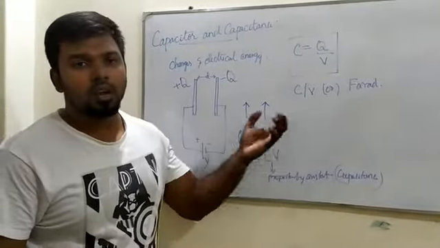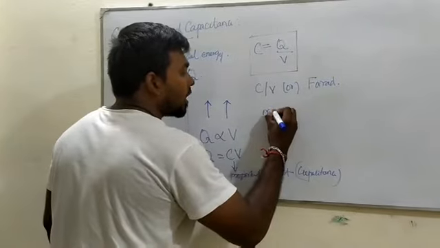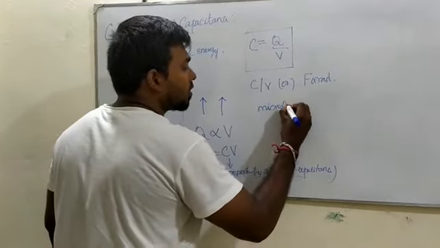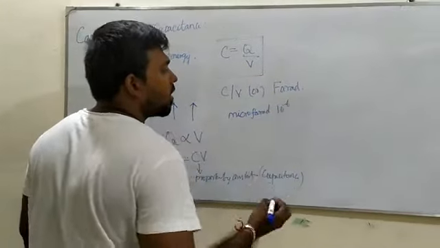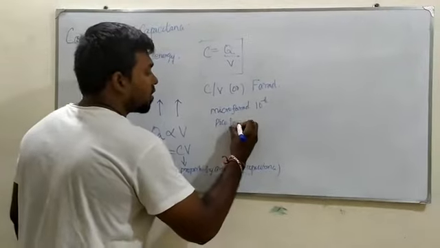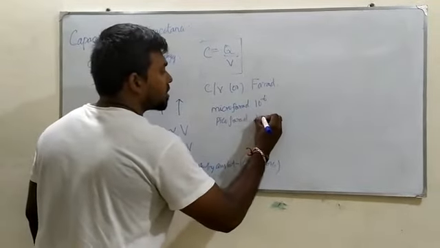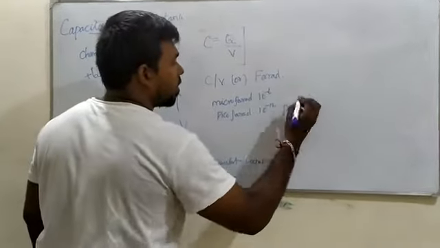In practice, we normally use capacitance in microfarad, which is 10 to the power minus 6, or picofarad, which is 10 to the power minus 12, which can be written as pF.